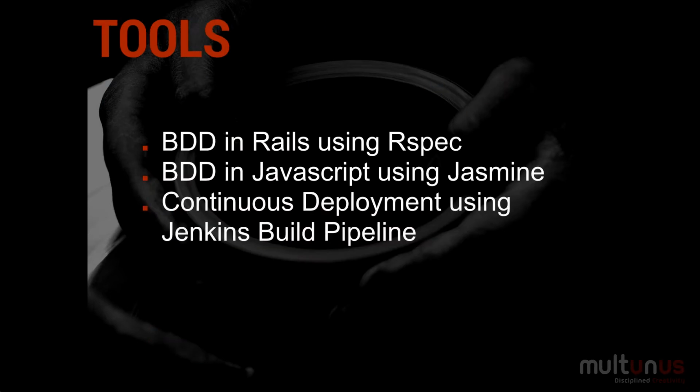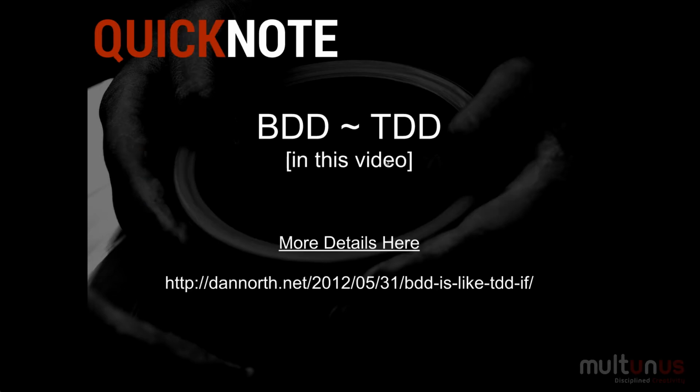Some of the tools that we'll be using: RSpec for doing behavior driven development, that is BDD, in Rails, Jasmine for doing the same in JavaScript, and Jenkins build pipeline to help us with the continuous deployment. In this video, we have used the terms TDD and BDD almost interchangeably. TDD is more of a programmer-centric concept, whereas BDD is meant for a broader group like testers, analysts, and project managers. You can read about the differences in Dan North's article that we have shown here.